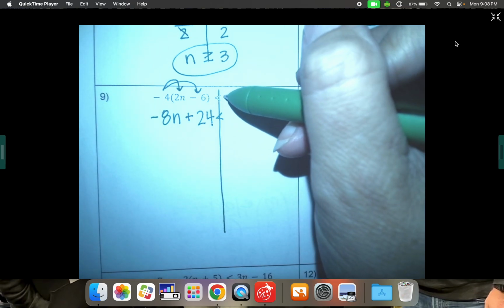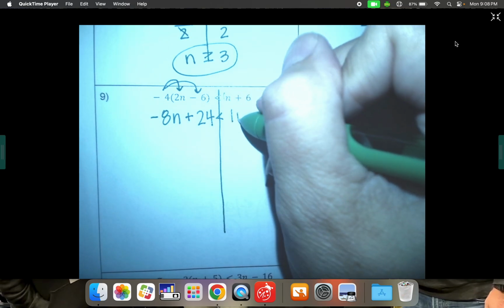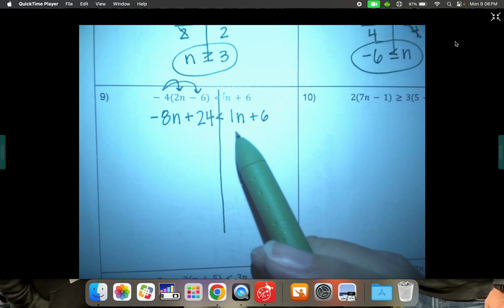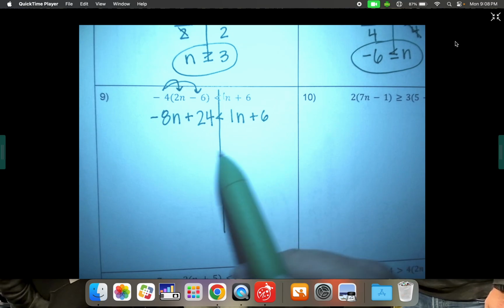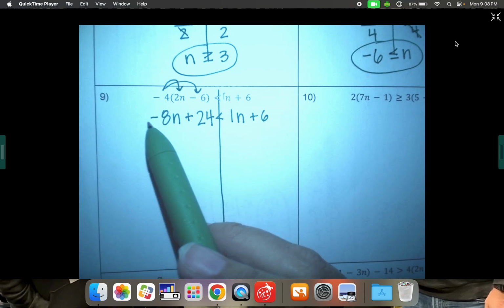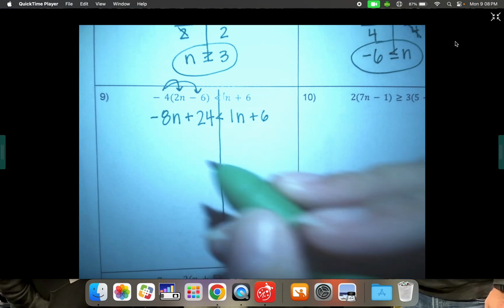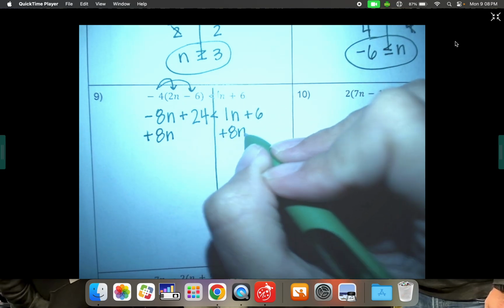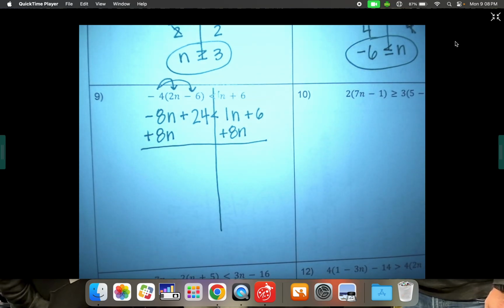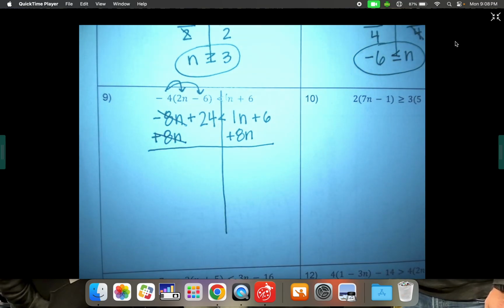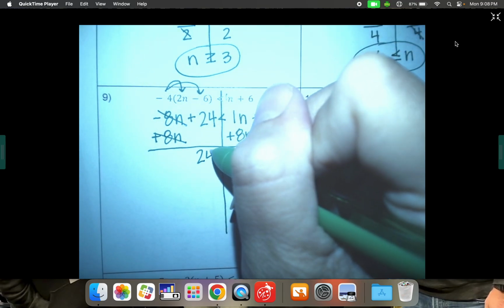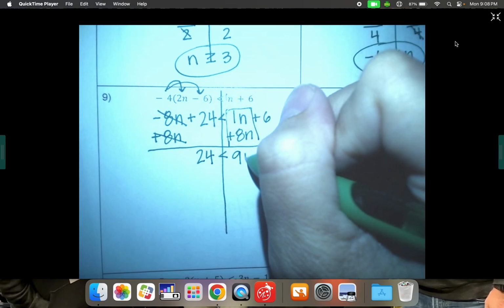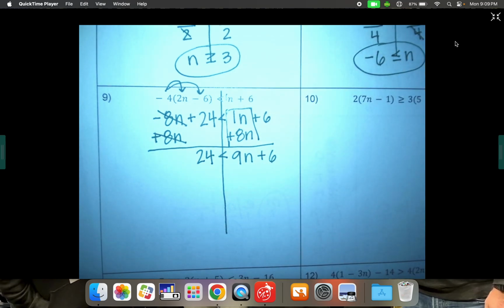I'm going to put a hidden invisible 1 in front of that n. So I'm going to bring down 1n plus 6. It's just going to make sure that I keep my information straight. A lot of you might want to minus 1n from both sides first, but I like to get rid of negatives whenever I can. So I'm actually going to choose to add 8n to both sides. Totally your choice. Negative 8n and positive 8n is 0, so those cancel out, leaving me with 24. 1n plus 8n is 9n, and then I'm going to bring down the plus 6.